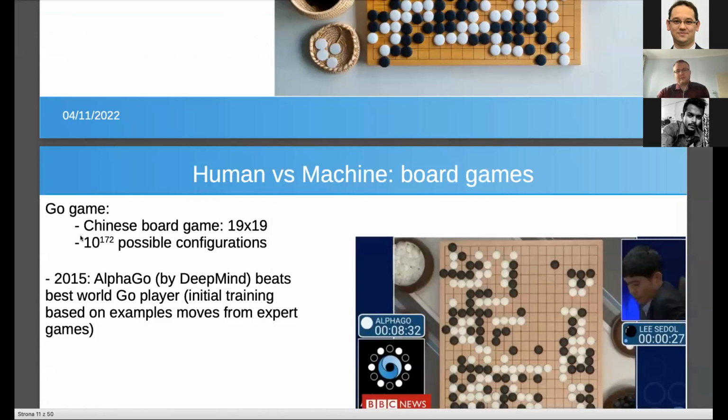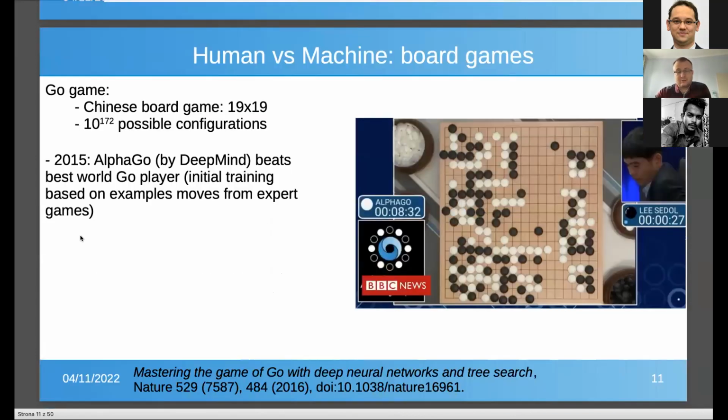And as I said, in 2015, the code developed by DeepMind called AlphaGo was initially trained on experts' games. Next, this knowledge was used to play against the best Go player. And the machine, of course, won this match. It was a big breakthrough in the field of reinforcement learning. However, this was not a pure reinforcement learning approach, because the initial games were provided to the machine.